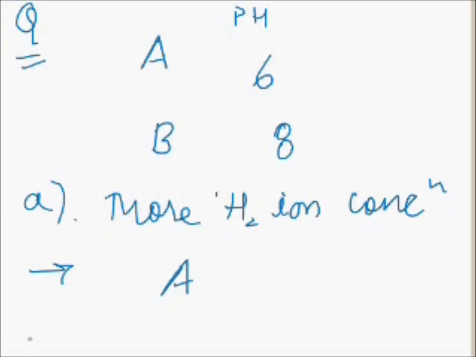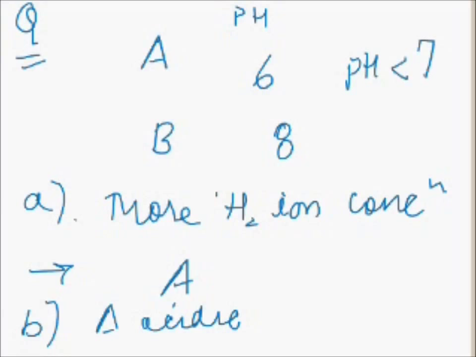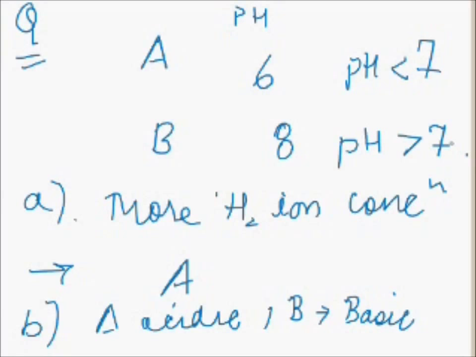The second question says, which solution is acidic and which one is basic? The solution A is acidic. Why A is acidic? Because its pH is less than 7. So it is acidic. And the solution B is basic. It is basic because pH is greater than 7.